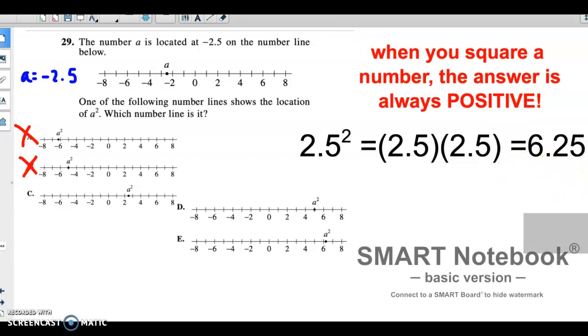So now we're going to look at our remaining number lines, and we want to find the one that has a squared just a little bit to the right of 6. So it's not C, it's not D. The correct answer is E. See here, a squared is at 6.25. It's just a little bit more than 6.